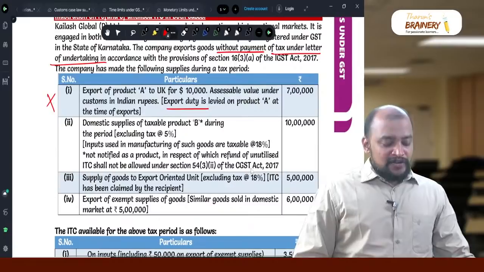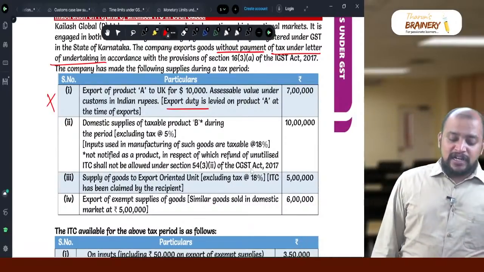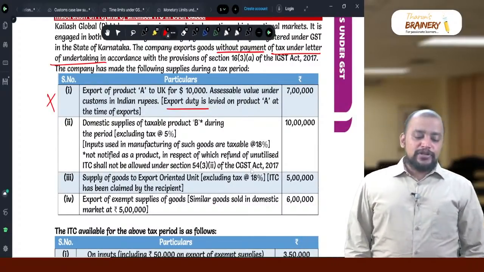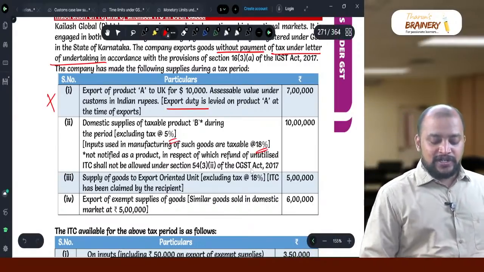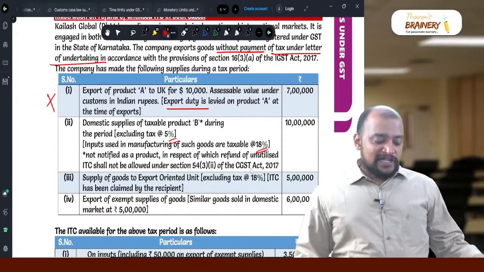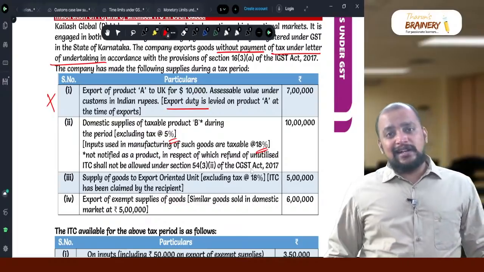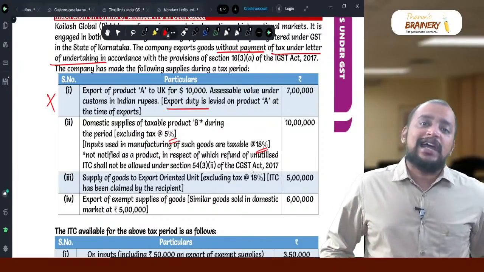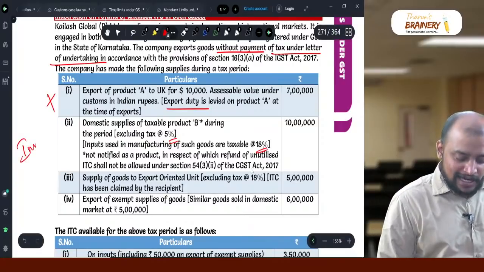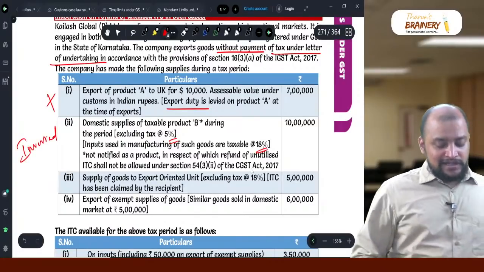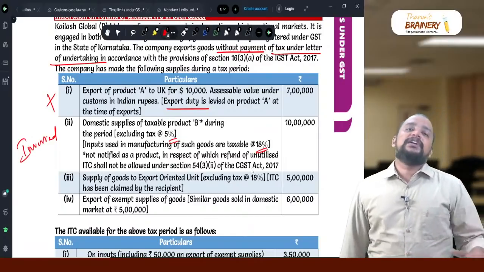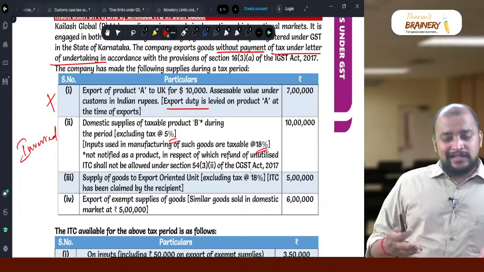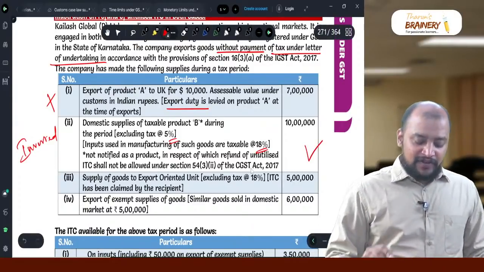Then domestic supply of taxable product B during the period, excluding tax, at 5%. Inputs used in manufacturing such goods are taxable at 18%. So it is an inverted tax structure. How? The GST rate on outward supply is less than the GST rate on inward supply, which means it is an inverted tax structure. In case of inverted tax structure, refund of unutilized ITC is available, and it should not be a notified product for non-applicability of refund. Yes, it is not a notified product, so we can claim the refund in this case.